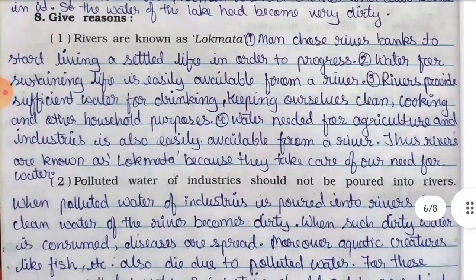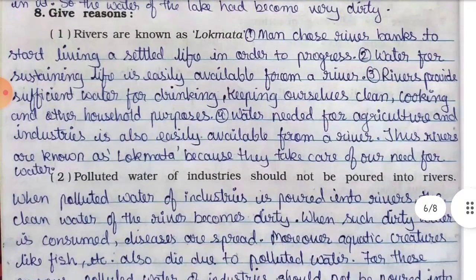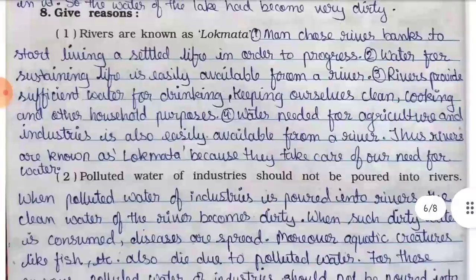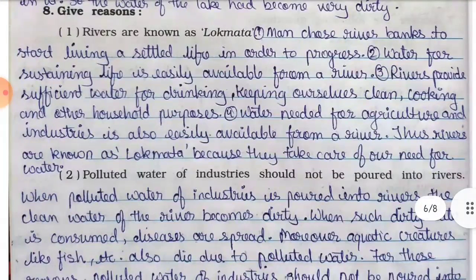Next, question number 8. Give reasons. Number 1. Rivers are known as Lok Mata. Answer. Point number 1. Man chose river banks to start living a settled life in order to progress. Point number 2. Water for sustaining life is easily available from the river.